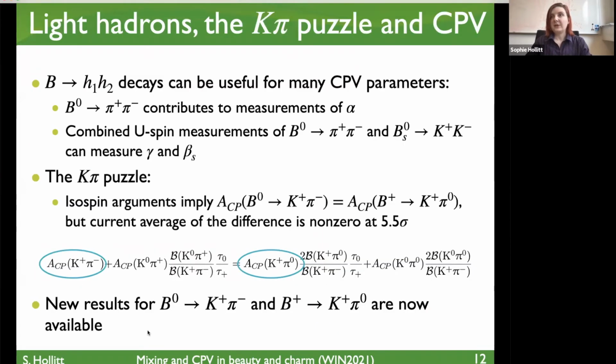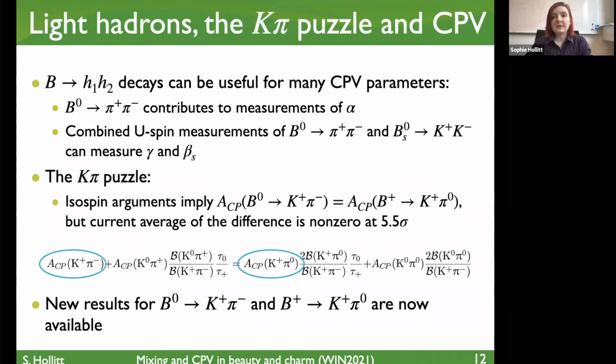So moving on to the K pi puzzle and light hadrons. So any kind of B goes to H1 H2 decay can be useful for CPV parameters. So first of all, we contribute to measurements of the alpha angle. But if we combine U-spin measurements of B0 goes to pi plus pi minus and B_s goes to K plus K minus, this also lets us measure gamma.